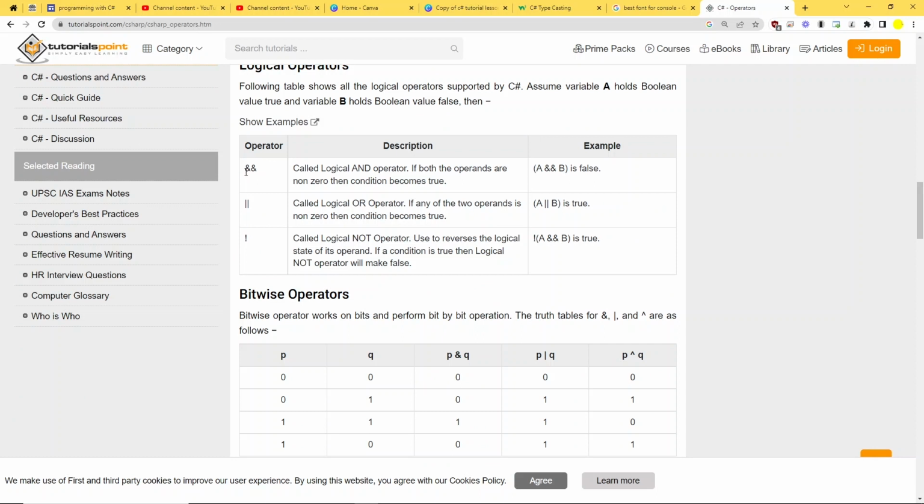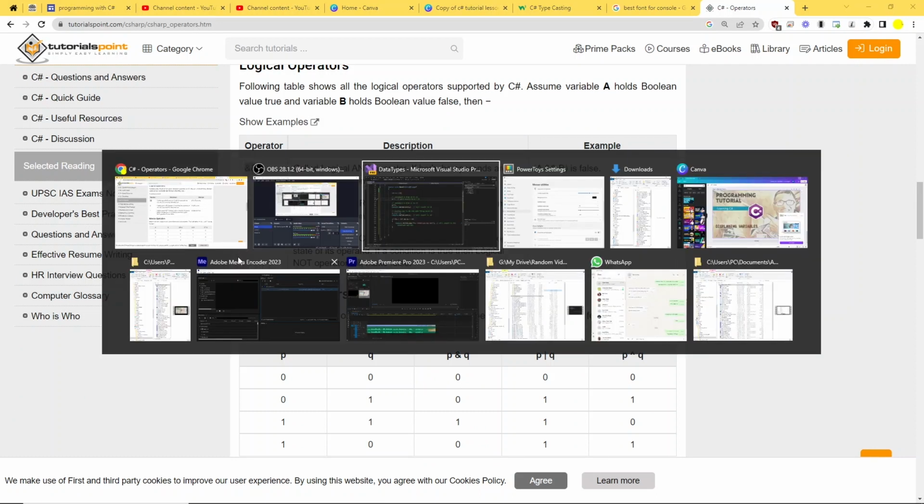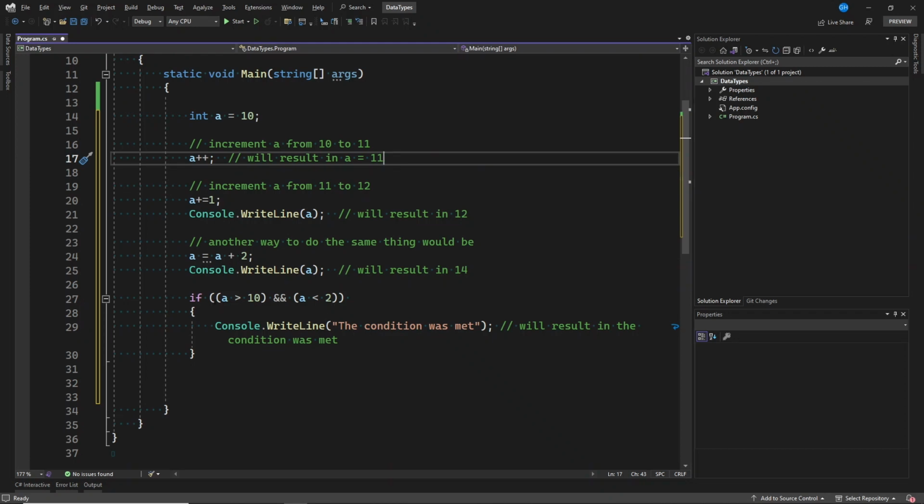And the AND operator. So this is a logical AND, and what they mean by that is, say for example here, we can say if A is greater than 10 and A is less than 12, then carry out this operation and it should be true. No, it won't be true because A will be 14. So that will not print out.